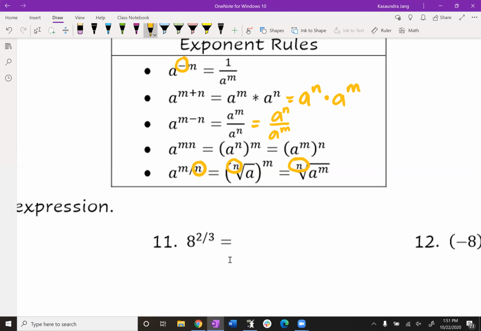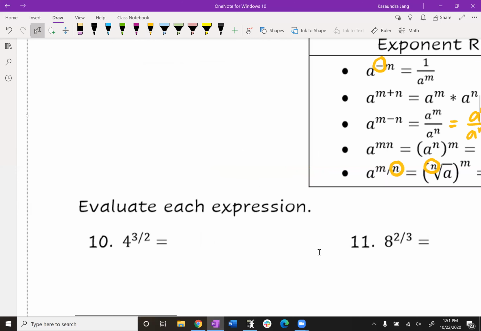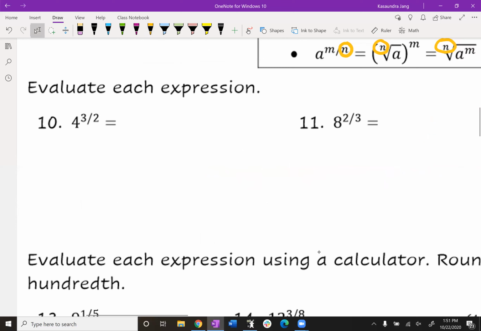Okay, so let's go ahead and use those rules on these guys. We're going to simplify or evaluate, I guess. So this is a denominator of 2. It's like a square root. I don't really need to write the root index like that. There's my square root of my 4 and then all cubed. So the square root of 4 is 2. 2 cubed is 8.